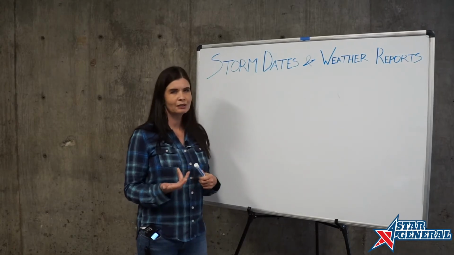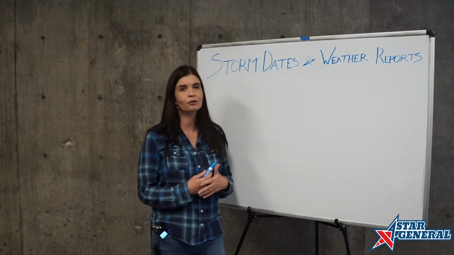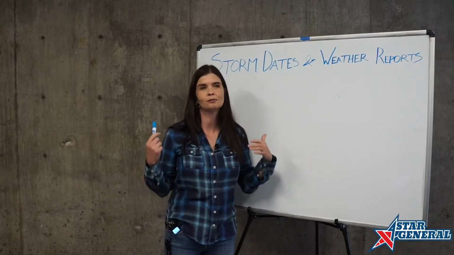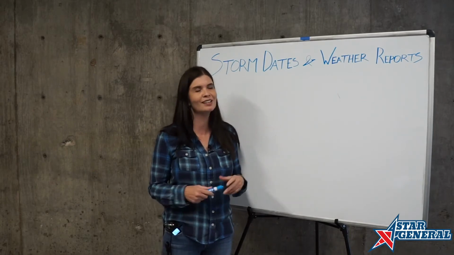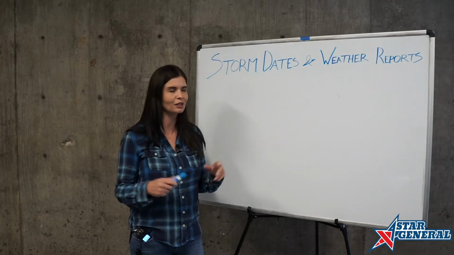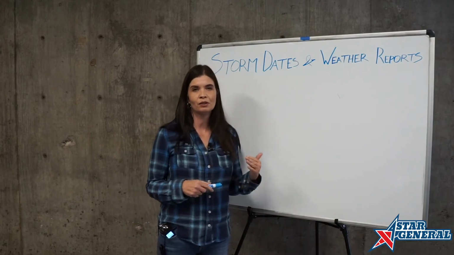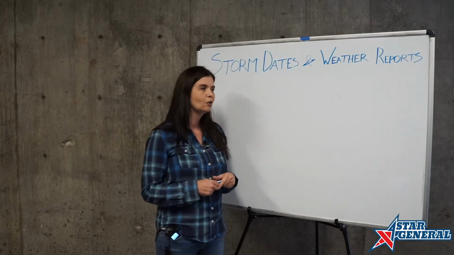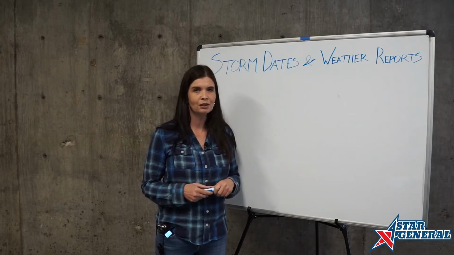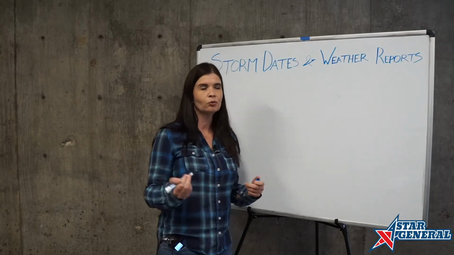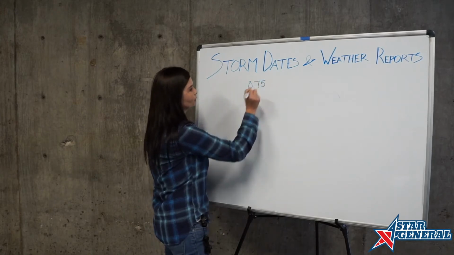Let me give you an example. Say you go in, you pull a weather report, and there are 50 storm dates within the last 2 years, okay? That's probably an exaggeration, but let's just use that. Most of those dates are probably going to be very small hail. What type of roof are you looking at? Generally speaking, ideally for a metal roof, we want at least 0.75 inch hail.